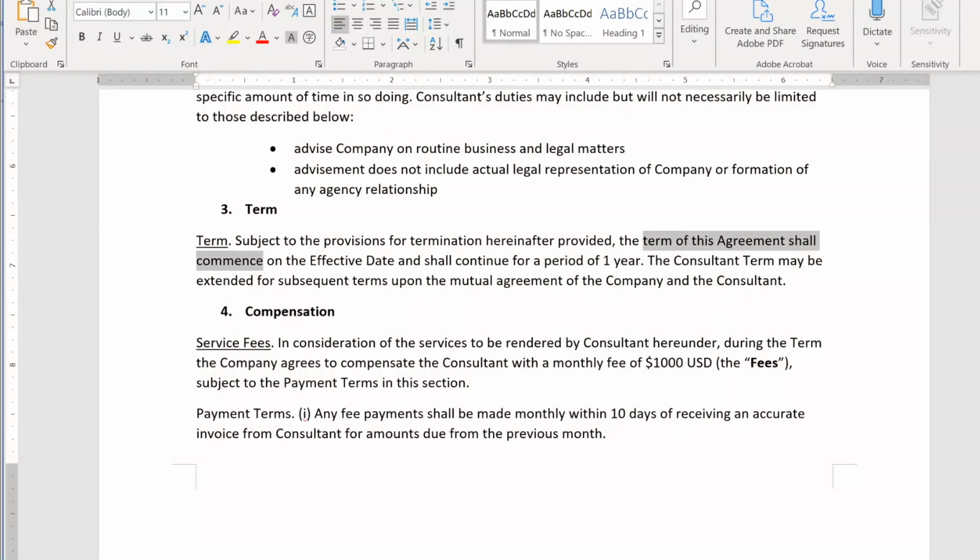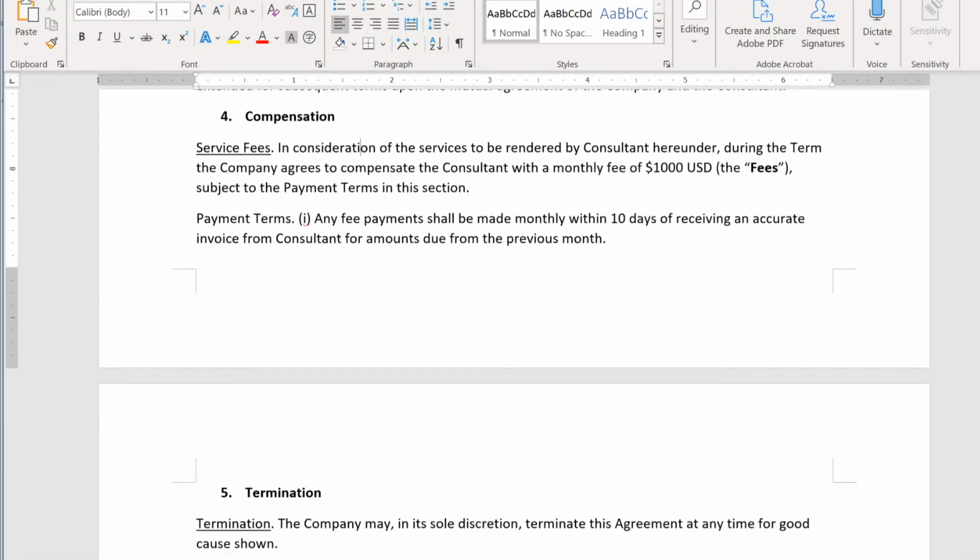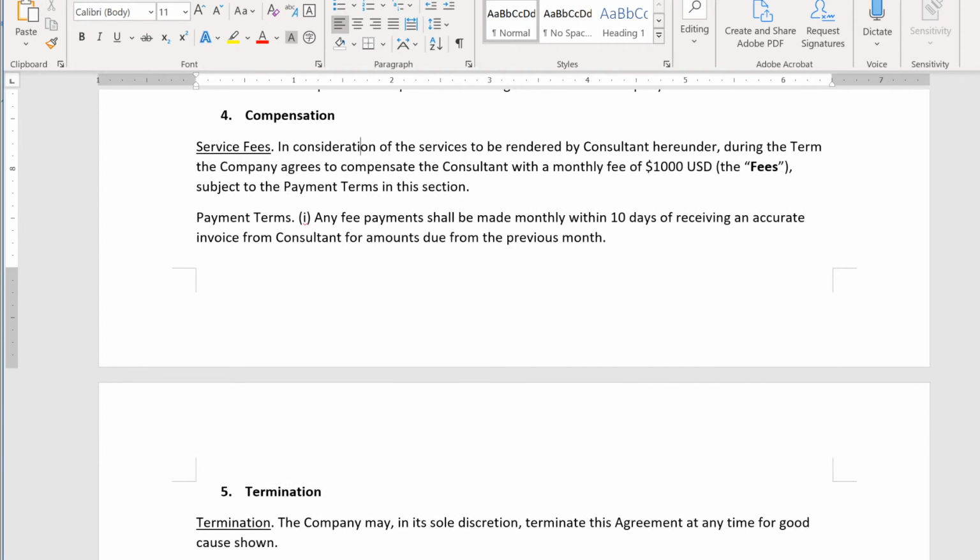So I go back to my contract template, and for this example, you see the service fees in the compensation. It's very clearly stated that the consultant will get paid the monthly fee of $1,000. And to be comprehensive, we even put in "subject to the payment terms in this section."